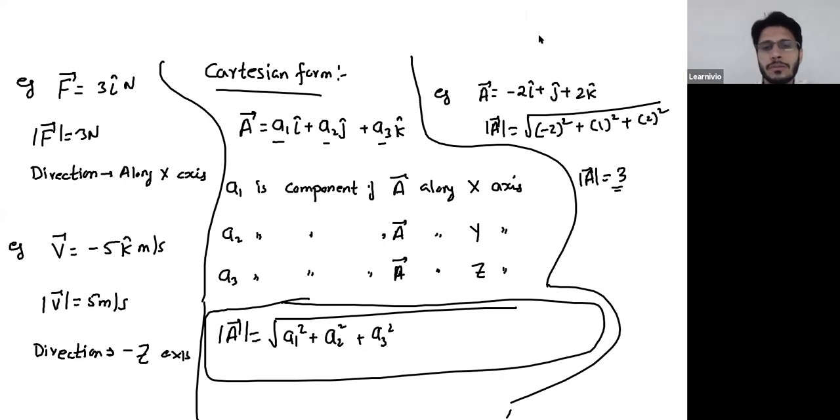Doubts? Is it clear or you have doubts in it? Is it clear? Yes, sir, it's clear. Everyone? Yes, sir. It's clear. Okay, just note it down. Then we'll see how to add and subtract vectors if they are given in Cartesian form.